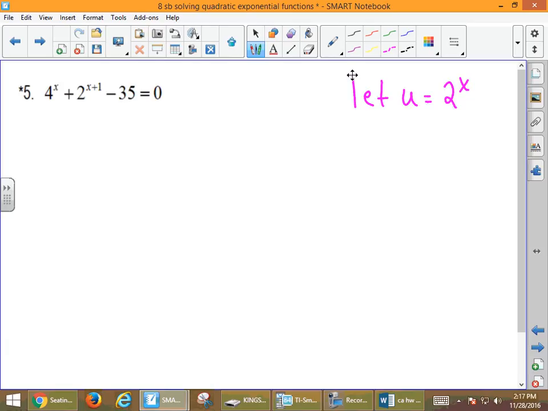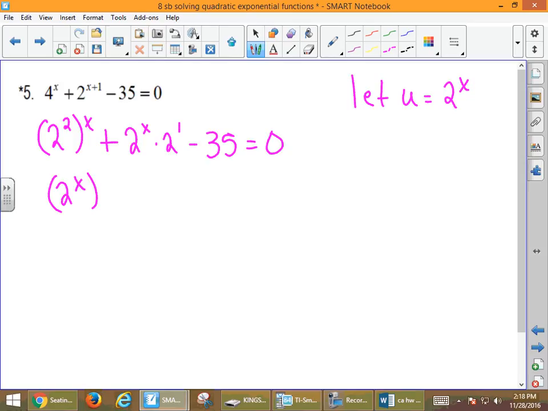I'm going to do a little bit of preliminary again. But as we look at the middle term, it's a 2. Can we rewrite 4 in terms of 2? 4 is 2 squared. We can break up 2 to the x plus 1 as 2 to the x times 2 to the first. And we have the minus 35 already in the place where we want it to be. I'm going to switch this around and rewrite it as 2 to the x squared plus 2 to the x times 2 to the first minus 35 equals 0.